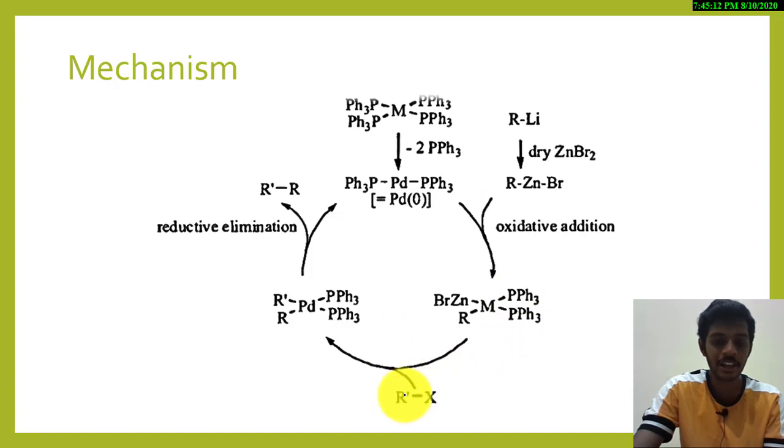After that, R dash X, which is an alkenyl, aryl, benzylic or allylic halide, not alkyl, will be attached here to form the palladium complex, and triphenylphosphine will be present there. In the presence of zinc bromide, the R dash will be replaced. After that, the reductive elimination happens to form the product of this Negishi coupling. This is a coupled product.